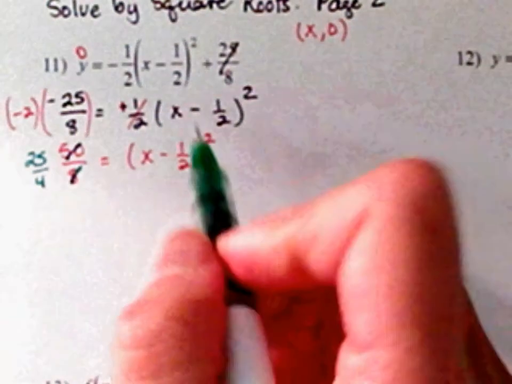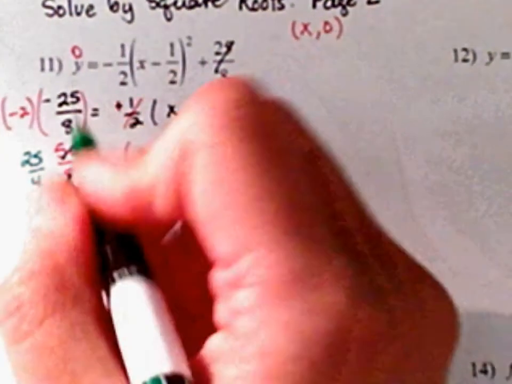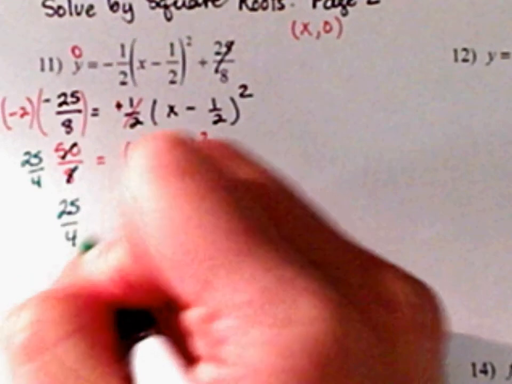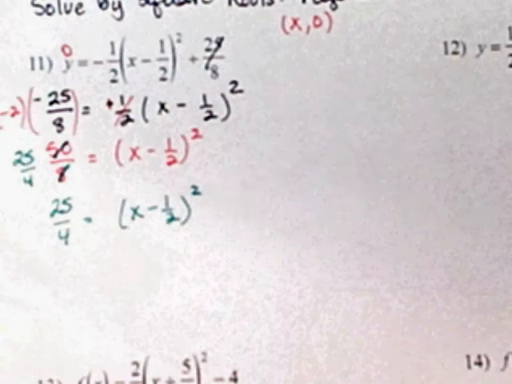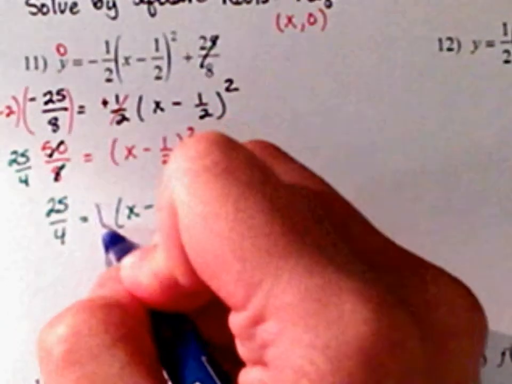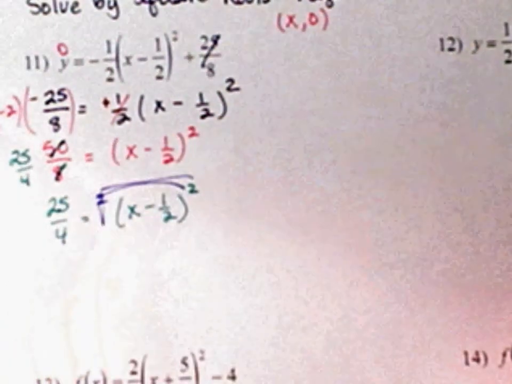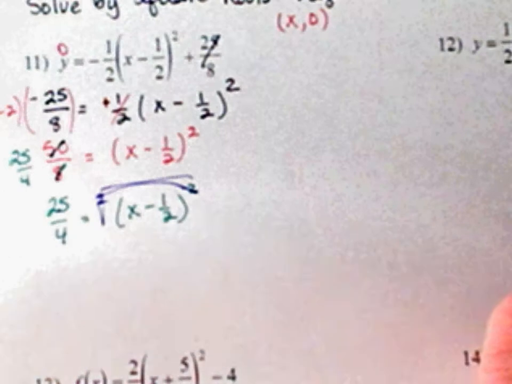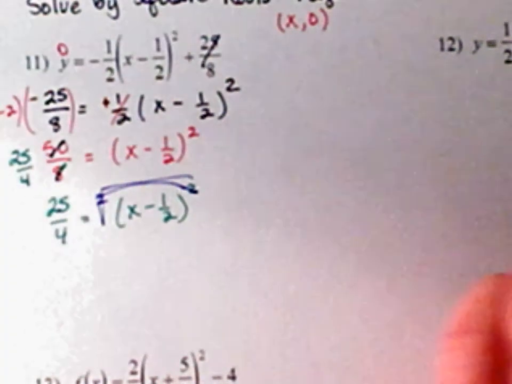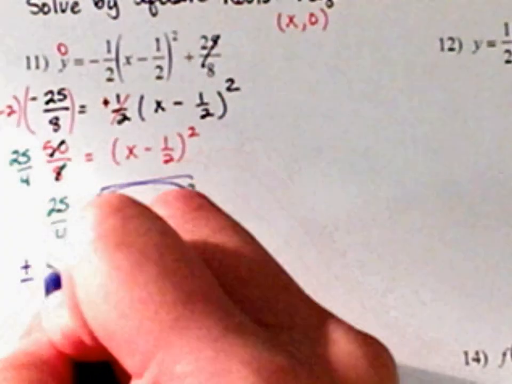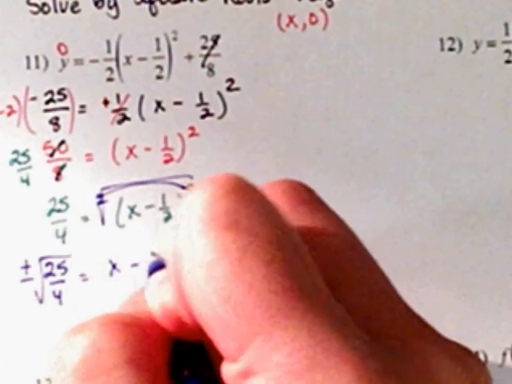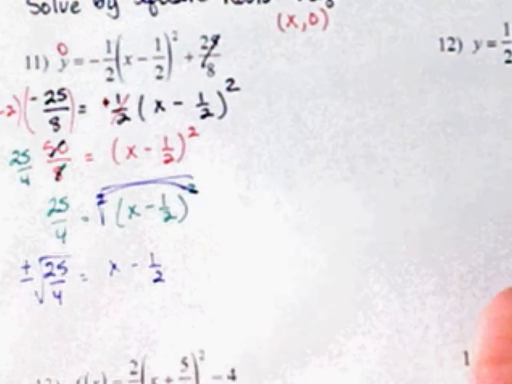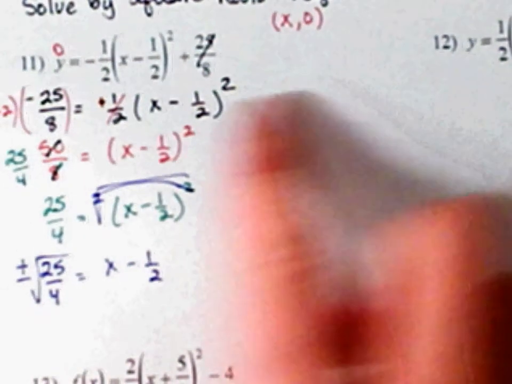Now, how do you get rid of the square? Let me rewrite it so you can see it better. 25 over 4 is (x minus 1/2) squared. So, how do you get rid of the square? You take a square root. And when you take a square root, remember you have two solutions. So now you have plus or minus the square root of 25 over 4, which is x minus 1/2. I'm going to continue up here.